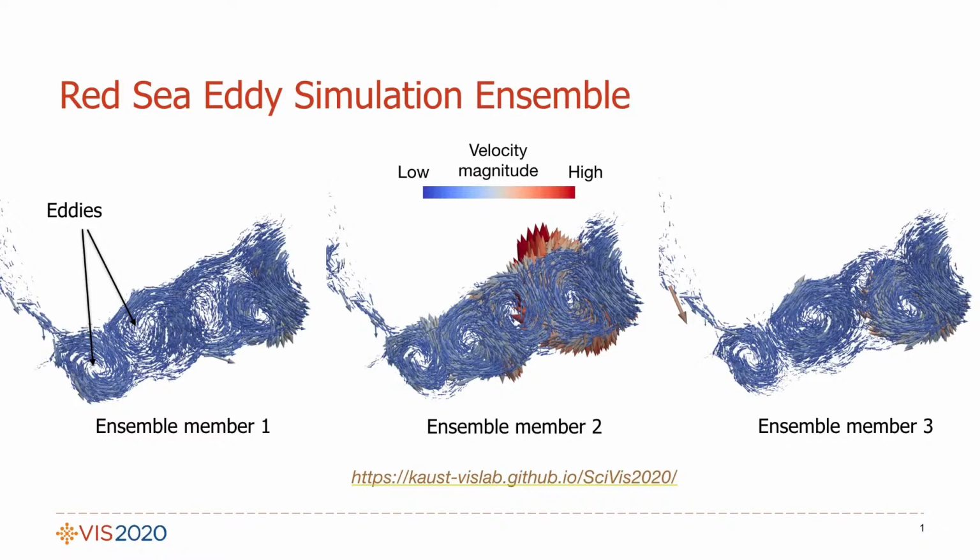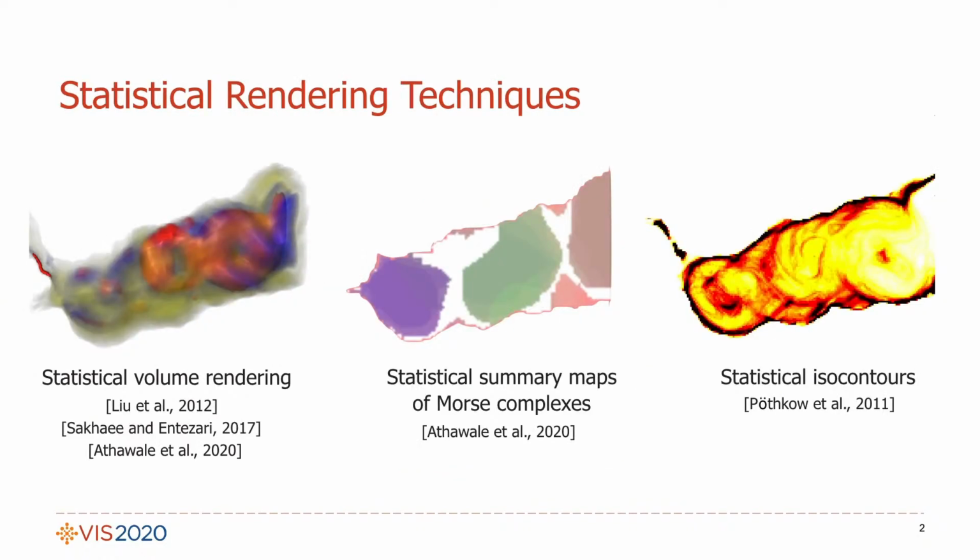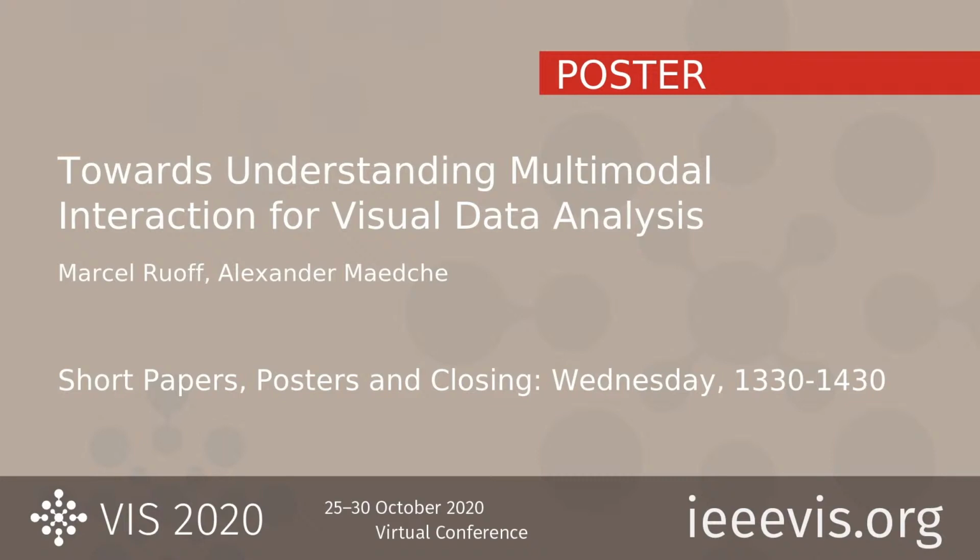We present the visualizations for the Red Sea AD simulation ensemble available on the VIS Contest 2020 website to analyze the commonalities and differences in the AD features observed across the ensemble members. Specifically, we demonstrate the applications of statistical visualization techniques in the context of volume rendering, Morse complexes, and isocontours to gain insight into the potential AD positions and their spatial uncertainty for the ensemble.